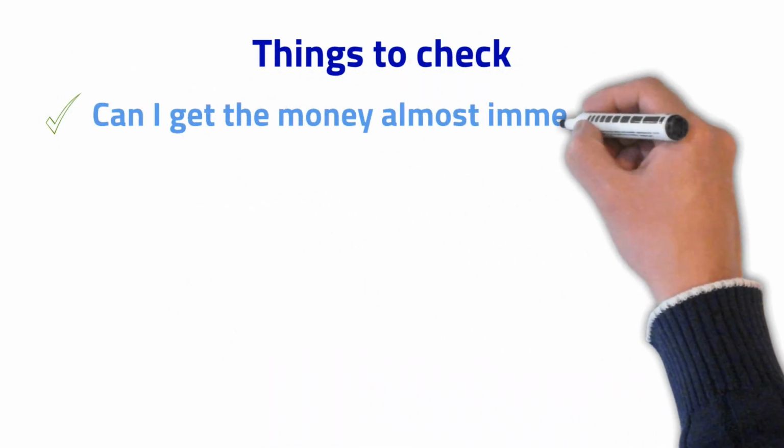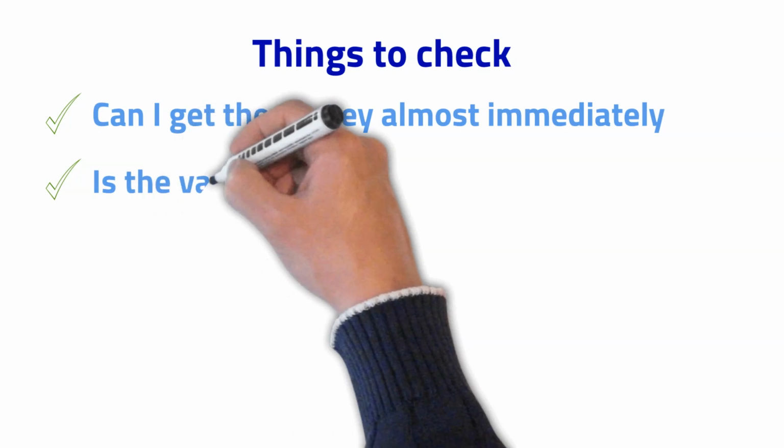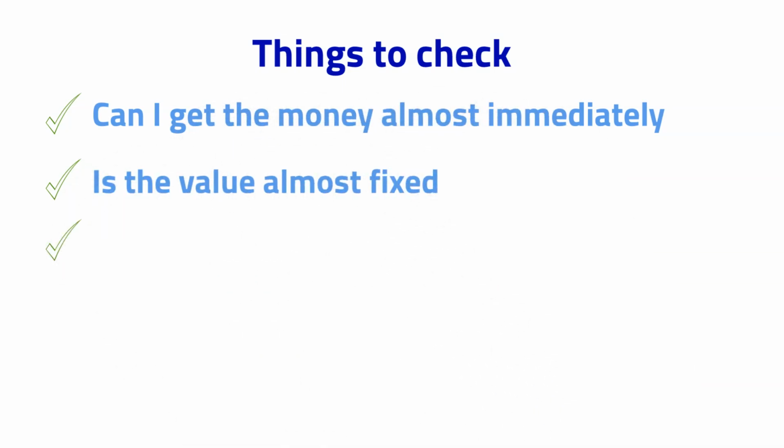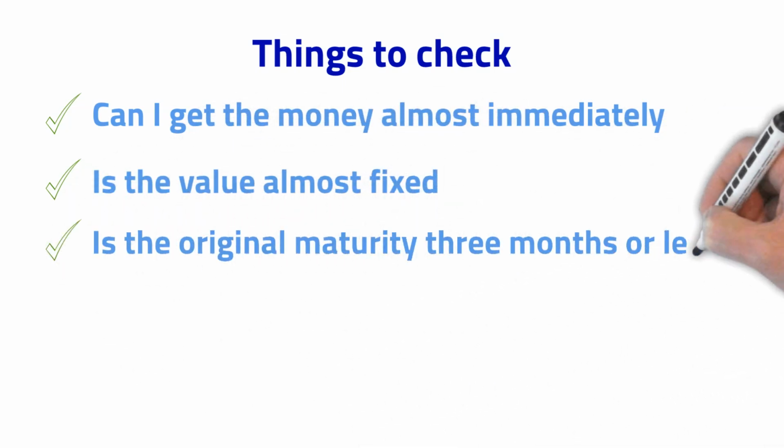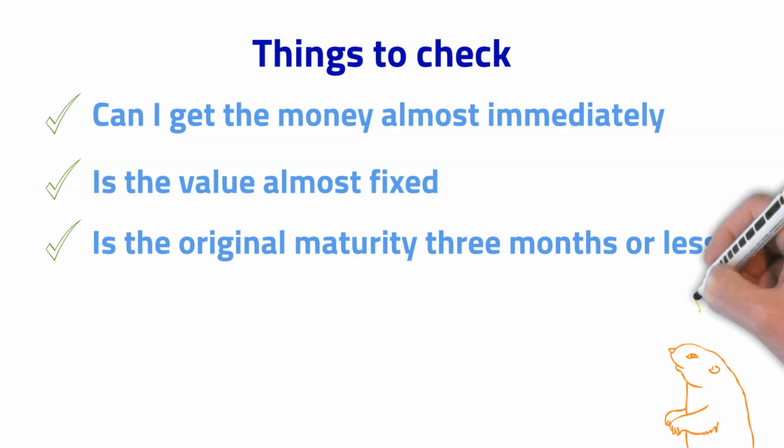If you are ever unsure, ask 3 questions. Can I get the money almost immediately? Is the value almost fixed? Is the original maturity 3 months or less? If not, it is probably not a cash equivalent.